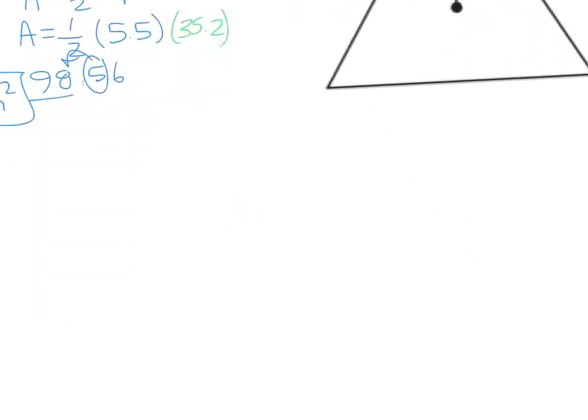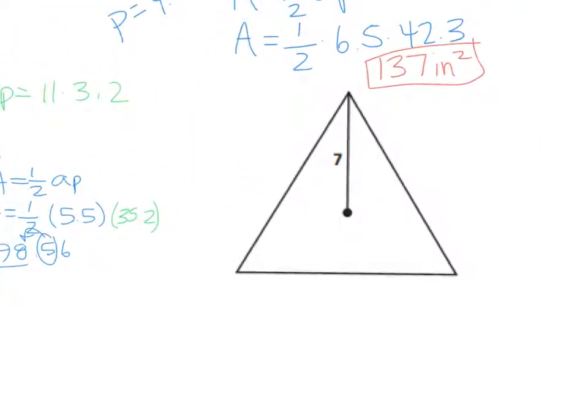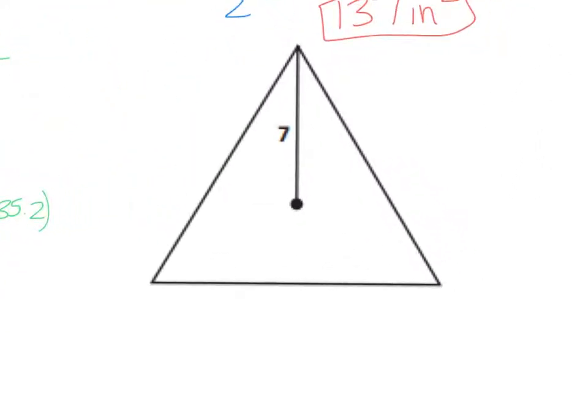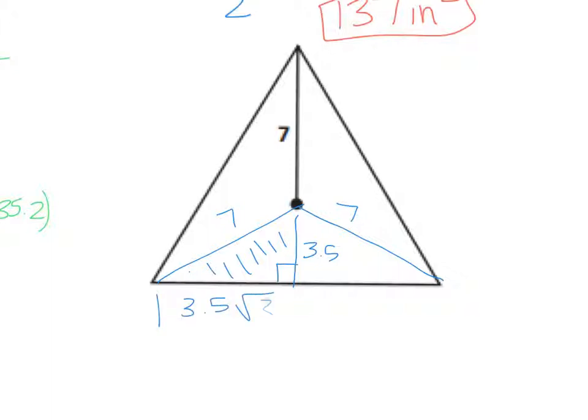And then the last one is another equilateral triangle. So I'm going to draw in, this is not the apothem, this is the radius. So this is 7, 7. This is a 30, 60, 90 right here, this triangle. So this has to be 3.5, the apothem. And this has to be 3.5 root 3. So all the way across is 7 root 3, because you double it.